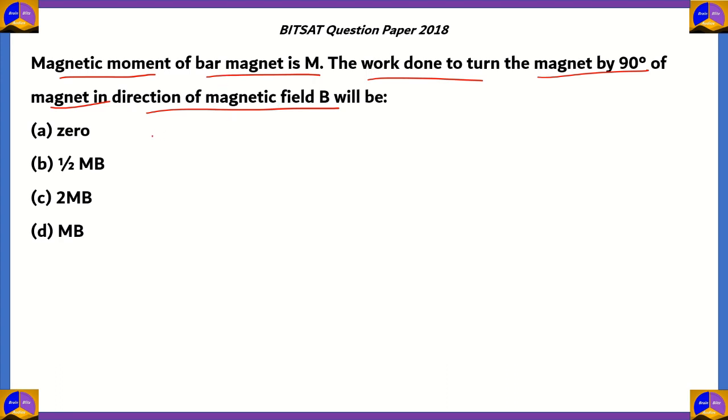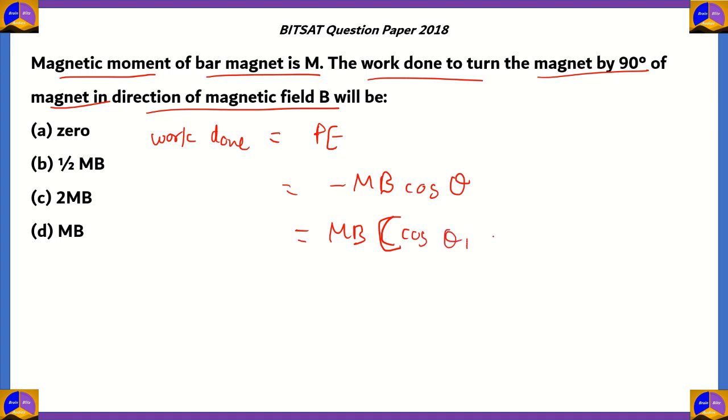Over here, we can equate the work done by the magnetic moment to its potential energy. The potential energy is represented as minus MB cos θ. So if you have two values of theta, then the work done will be MB times (cos θ1 minus cos θ2), final minus initial.